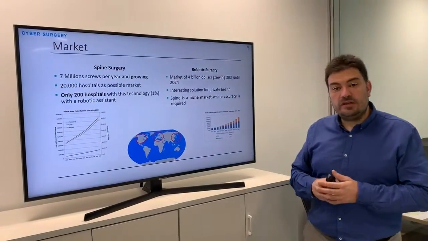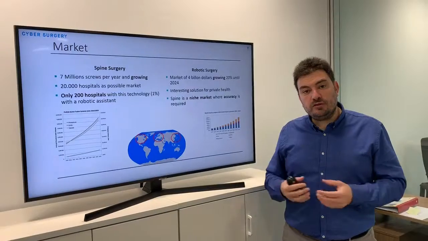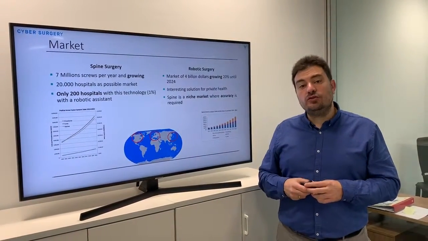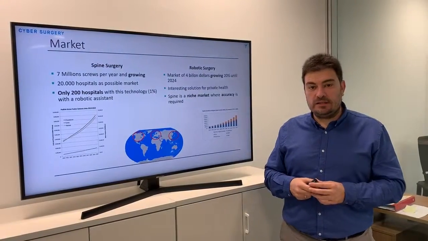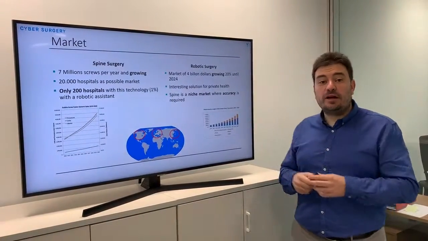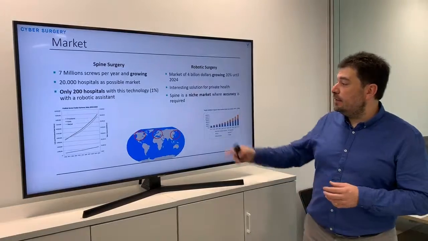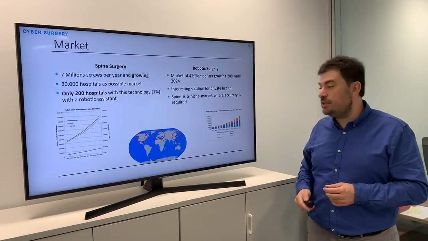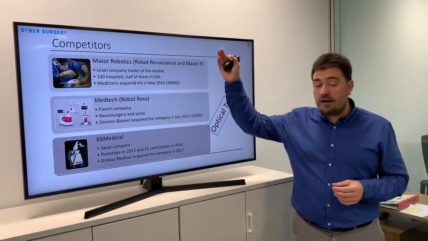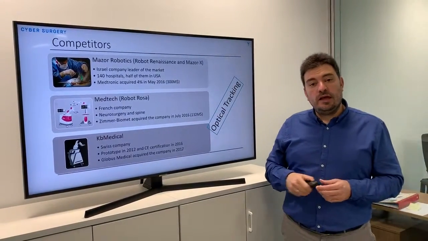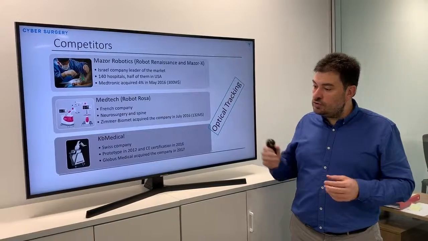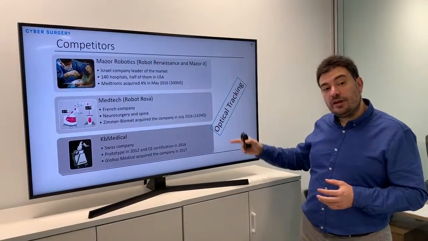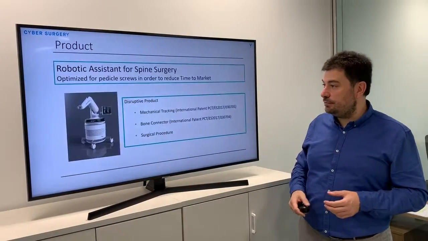The market of the spine is growing. There are 7 million screws inserted per year, and only 1% use any kind of robotic assistant. Also, the robotic market is growing, where spine is a niche market where accuracy is required. There are 3 competitors, and the most important characteristic is that all of them use an optical tracking system for following the patient.